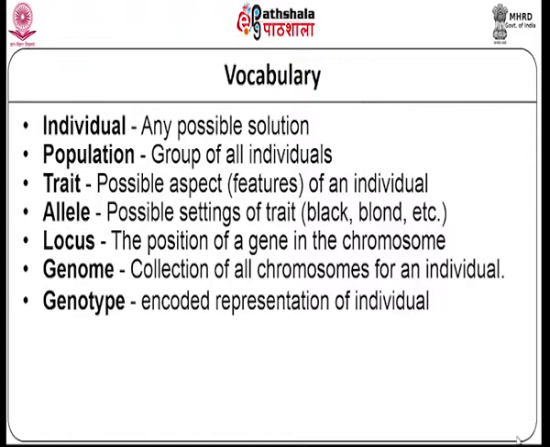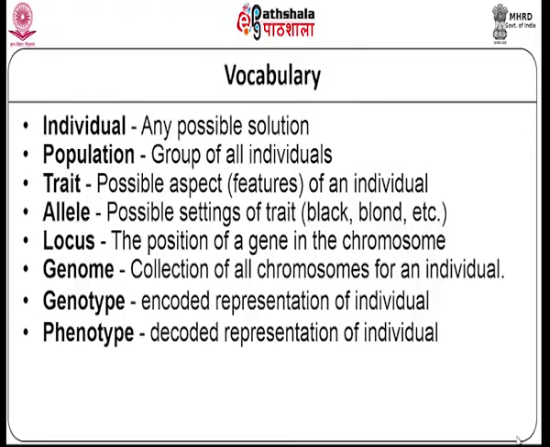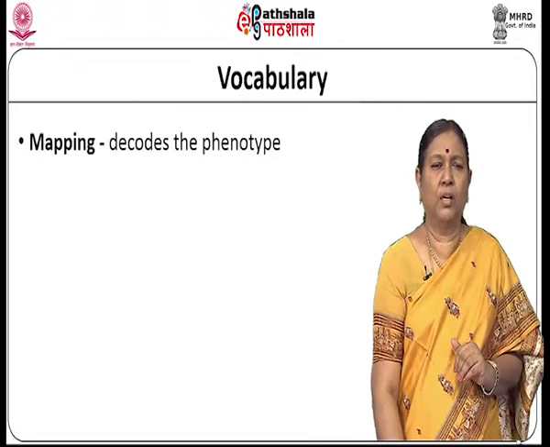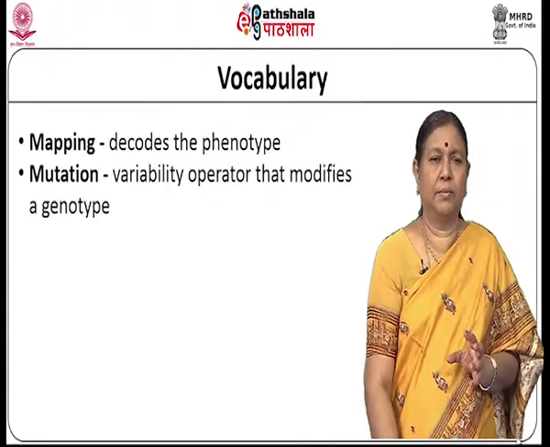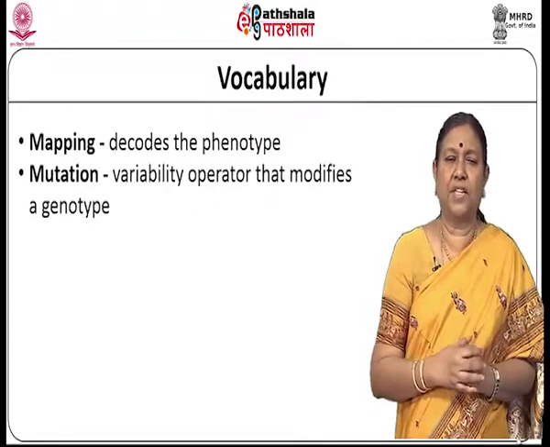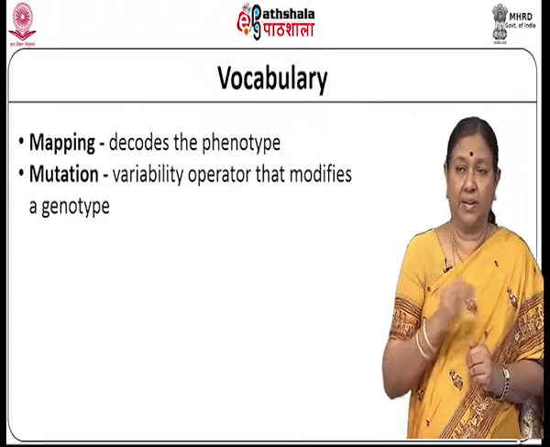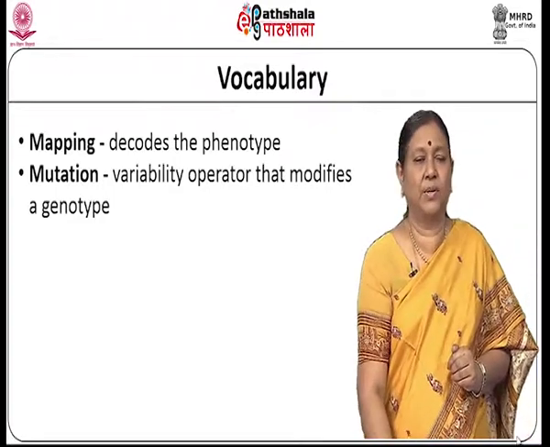Genotype is the encoded representation of an individual, and phenotype is the decoded representation of the individual. These are some of the terminologies used in genetic algorithms. We have more. Mapping decodes the phenotype. Mutation is the variability operation that modifies a genotype. We will come into detail as we go along.